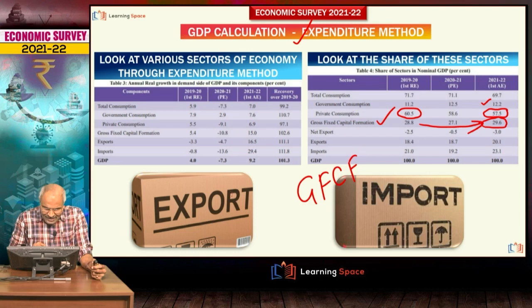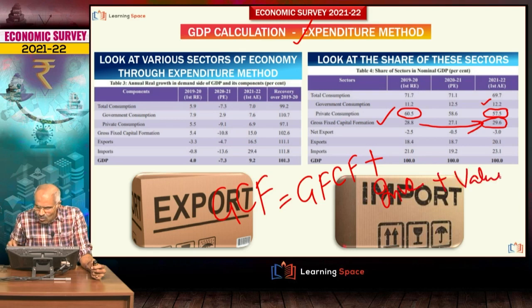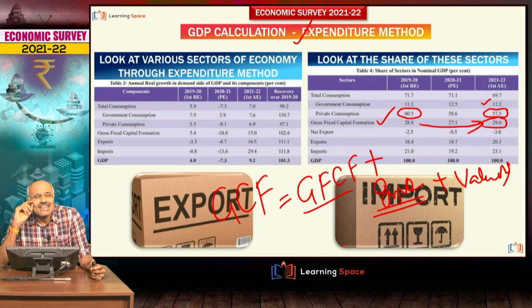So the thing is here, gross capital formation is equal to gross fixed capital formation plus inventory plus some valuables like gold, right? So therefore this is the bifurcation. Inventory means, suppose the government is constructing a bridge, it purchased steel, it purchased cement, but the bridge is yet to be constructed. So that comes under inventory.